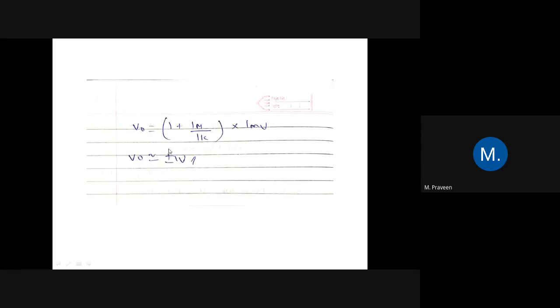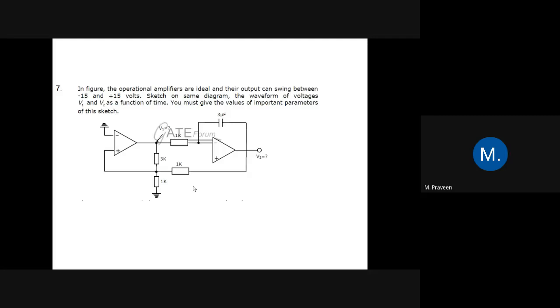Why it is plus or minus is that the offset value may be either plus or minus. So we have to consider the offset voltage for both inverting and non-inverting terminals. Therefore, V naught is going to be plus or minus 1 volt. So the answer for the question is option C, and we move on to the next question.